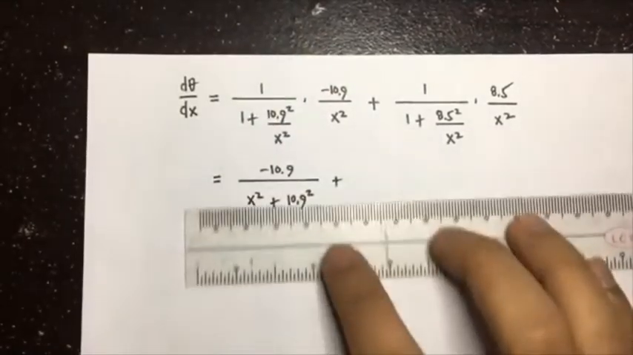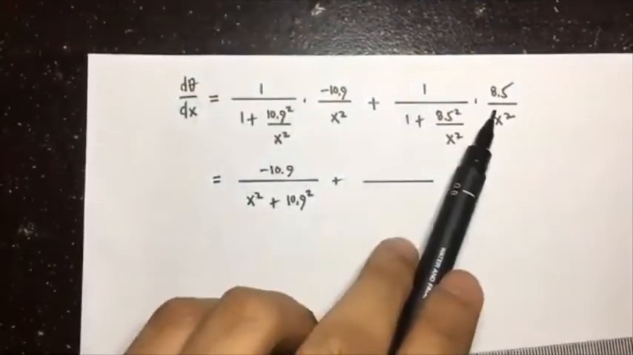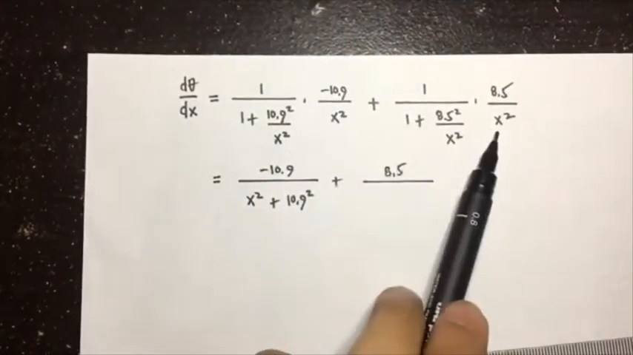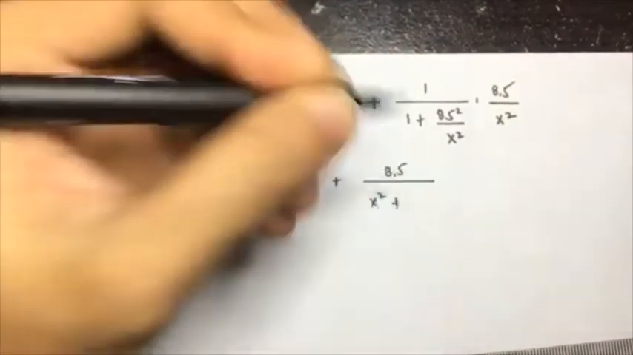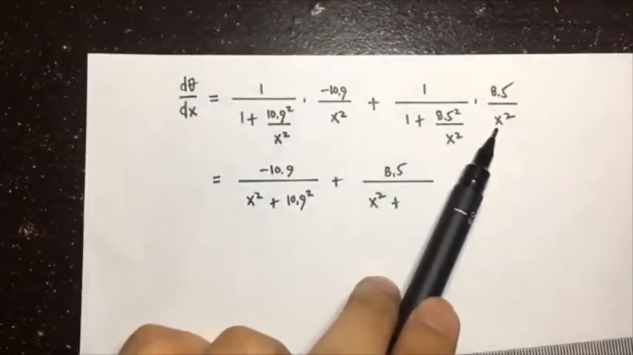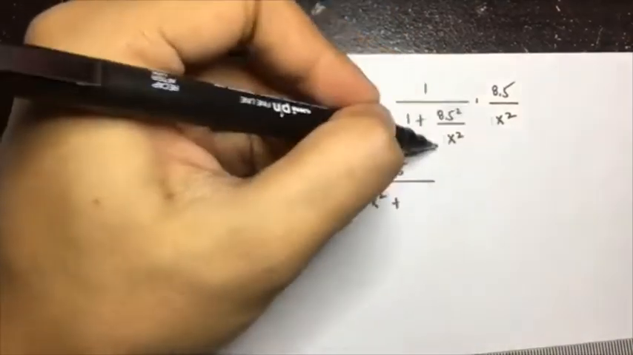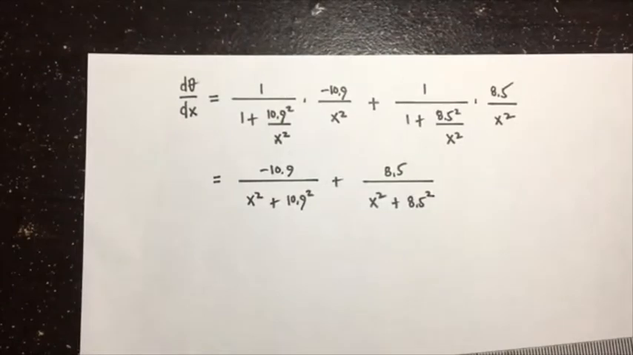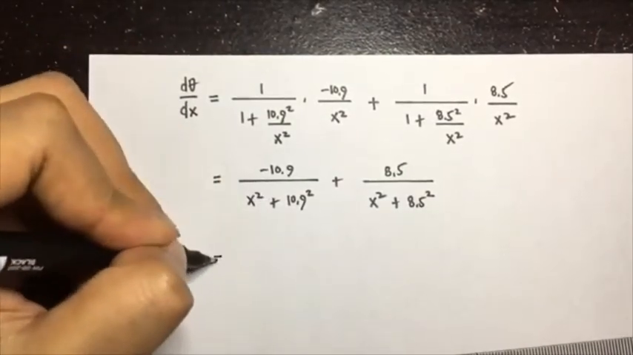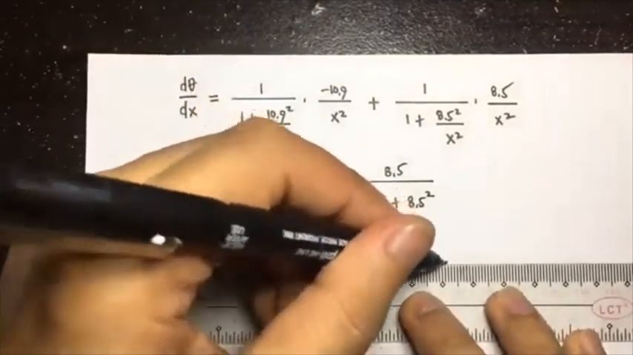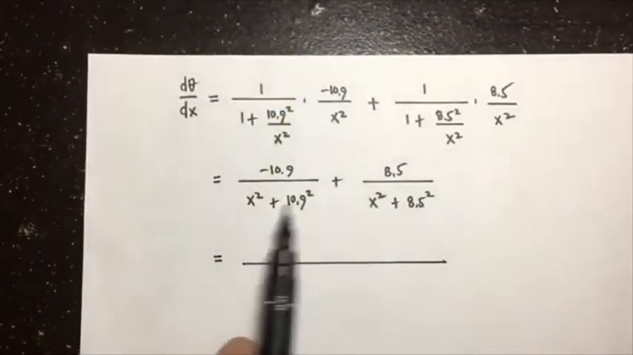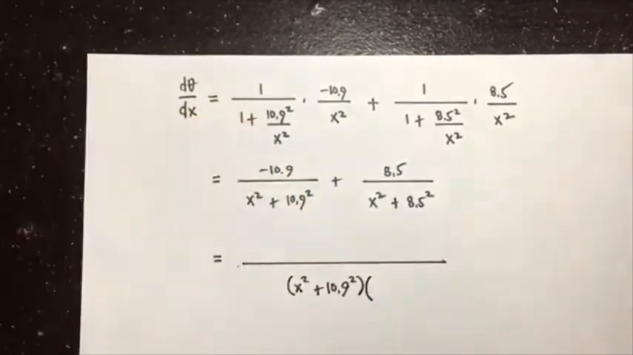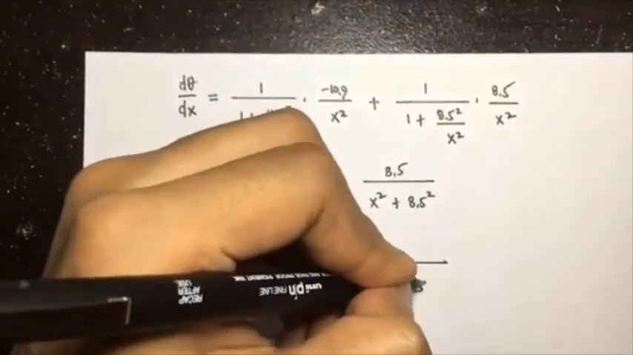Let's do that on the second term also. So 1 times 8.5 is 8.5. Distributing x squared in the denominator, 1 times x squared is x squared, plus 8.5 squared over x squared times x squared, that will cancel out x squared, so what will remain is 8.5 squared. Next, we can add the two fractions. Their lowest common denominator will be their product, because that is their LCM: x squared plus 10.9 squared times x squared plus 8.5 squared.